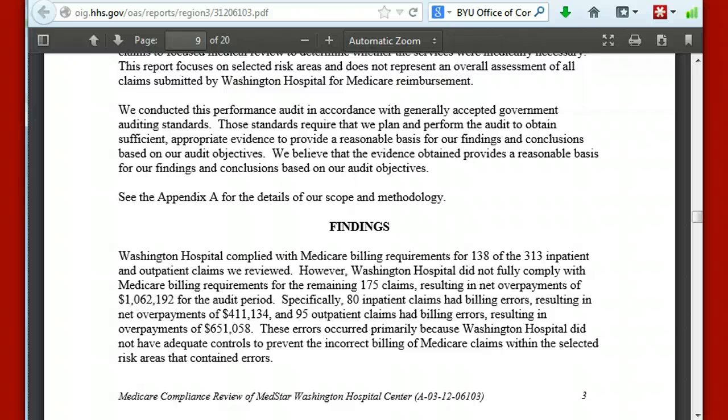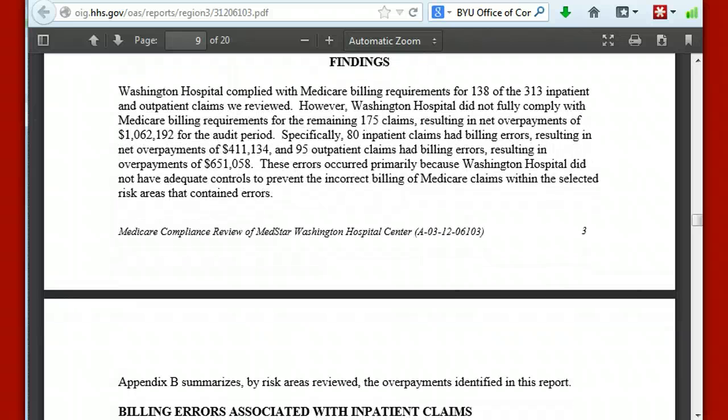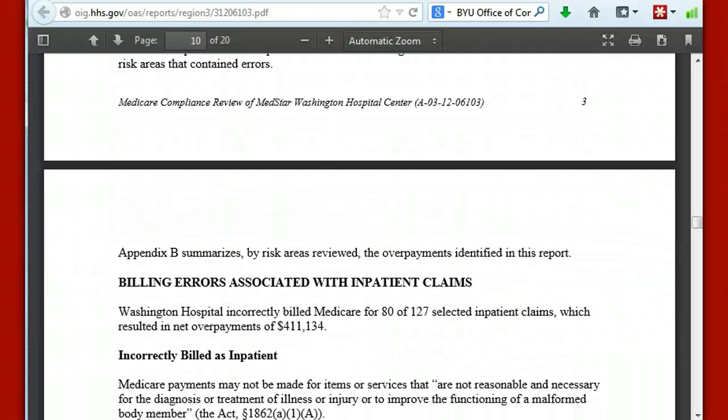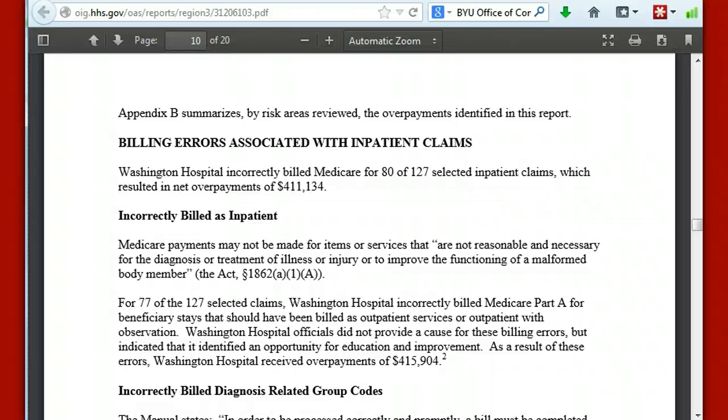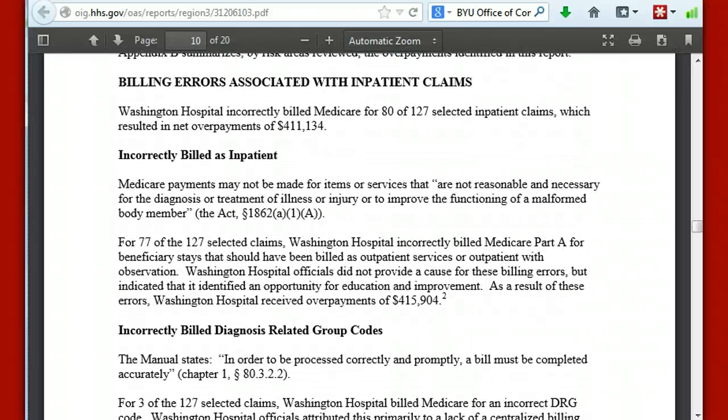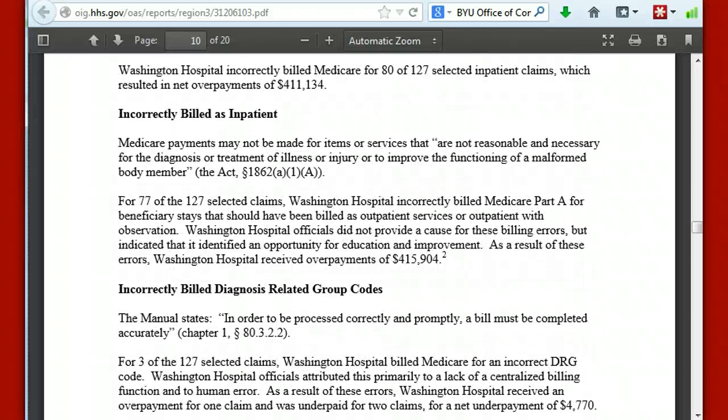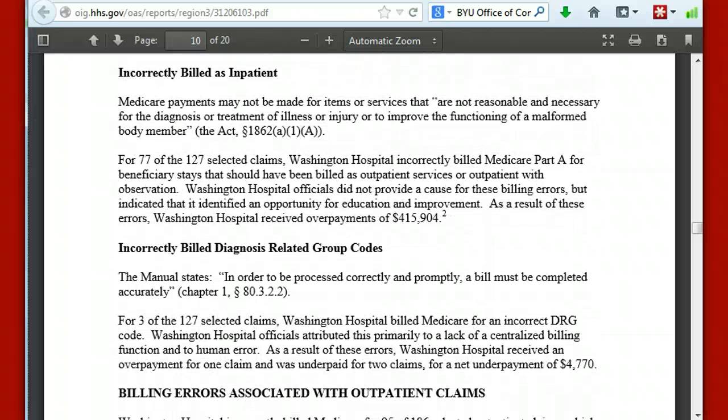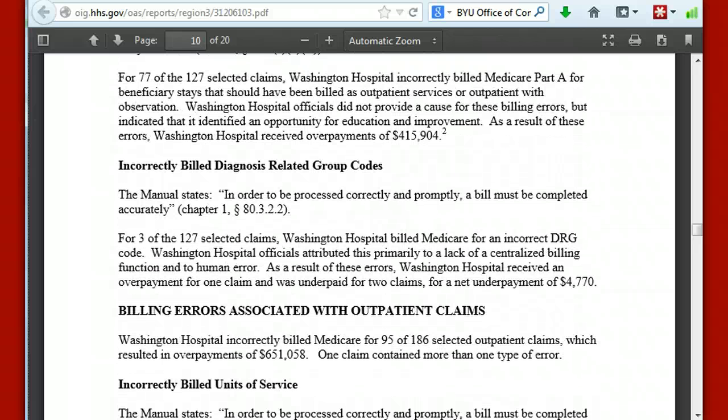We talked about this earlier. And then they get into the errors that came down here. With the inpatient claims, they were incorrectly billed as inpatient, meaning they probably should have been outpatient, or that the documentation did not support an inpatient stay. There were incorrectly billed DRG codes, so maybe the patient was put in as a DRG for sepsis and it was actually something else. I don't know the details here, but just that difference in DRG coding.